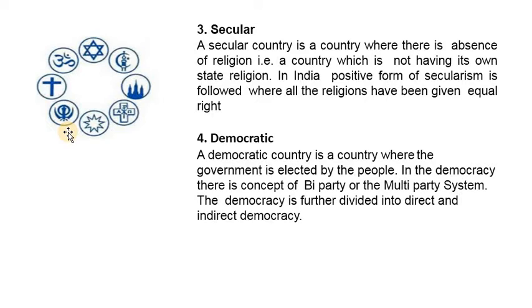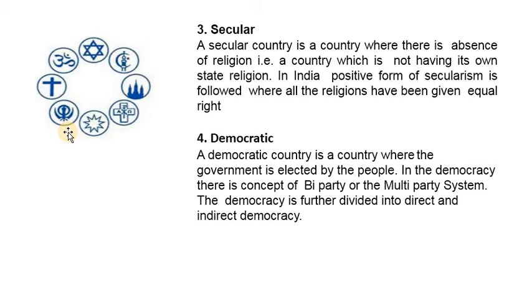Then the democratic. A democratic country is a country where the government is elected by the people and where all the citizens have the right to take part in the election. In a democracy, there is a concept of bi-party or multi-party system. Democracy is further divided into direct and indirect democracy. So basically, in a democratic country we elect people for governing the country, and there might be one political party, two, or many political parties.